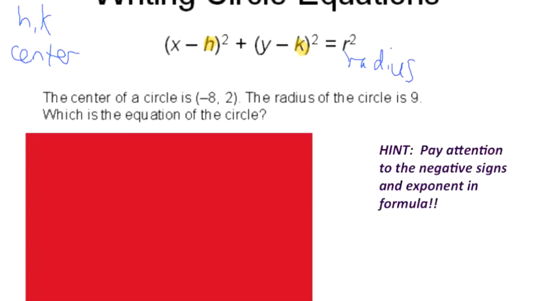So let's look at our problem here. It says the center of the circle is (-8, 2), and the radius of the circle is 9. Which is the equation of the circle? I'm going to show you your 4 choices in a moment, but what I'd like you to do first is write a blank equation on your paper with me. I'm going to highlight the 3 spots that I want you filling in with numbers. Go ahead and fill in those 3 spots with numbers, and then I will show you your 4 choices in just a second.